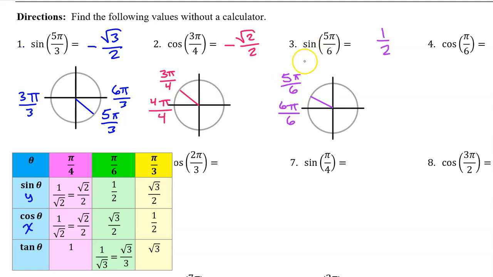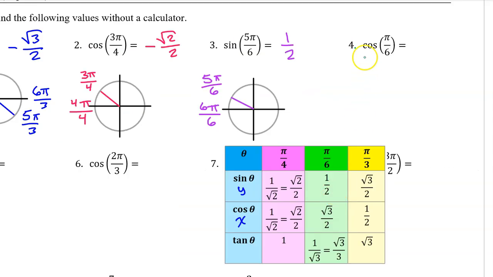On the unit circle, sine is the y value. Y values are positive in the second quadrant. We are above the x-axis here. Therefore, the answer is positive 1/2. Number 4, cosine of pi over 6 is right on the chart. It's radical 3 over 2.